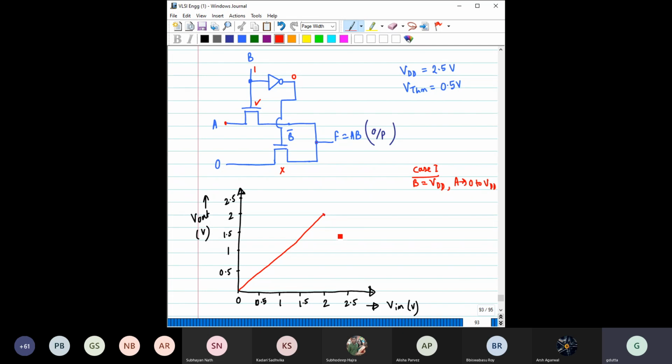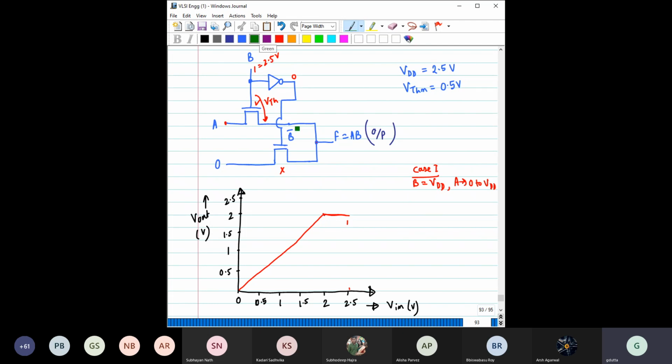Now again, here is some constraint. This output, this is 2.5, right? This one means 2.5 volt, right? But we know there has to be one threshold voltage drop. So that way this voltage can reach a maximum of up to 2 volt. So that's why we have stopped it at 2 volt. So at 2 volt of this input, the output reaches 2 volt, and here it stops. Now if we further increase it from 2 to 2.5 volt, then the output is not going to change, right? I hope this case 1 is clear to you.